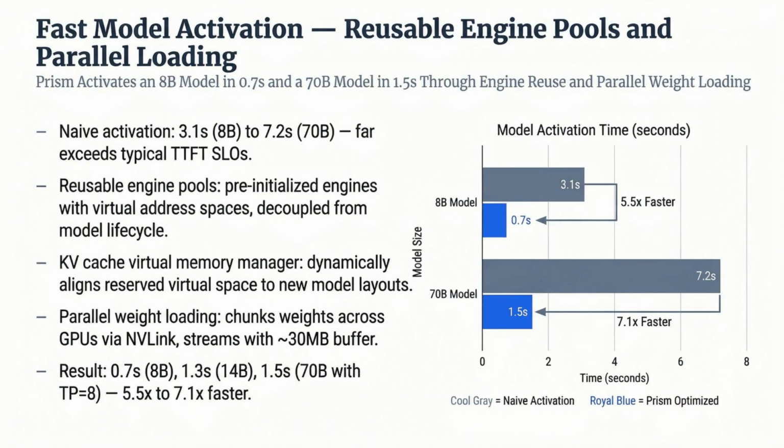Fast model activation is vital for time sharing, as naive loading can exceed latency requirements. Prism uses reusable engine pools and parallel weight loading to slash activation times dramatically. This combined approach reduces activation for a large 70B model from over 7 seconds down to just 1.5 seconds. This 7x speedup is essential for meeting tight time to first token SLOs.